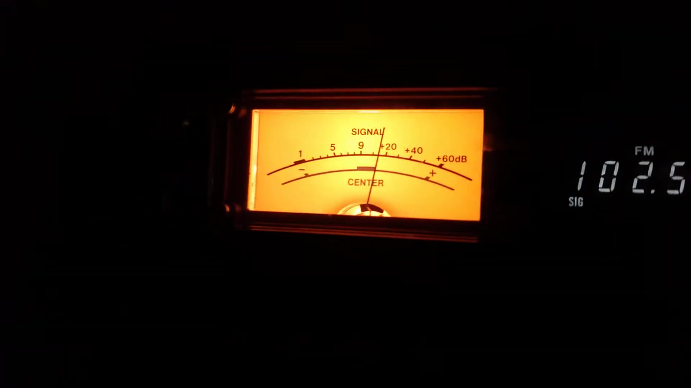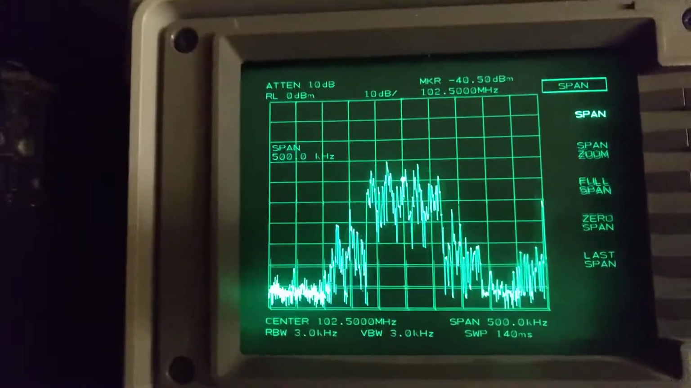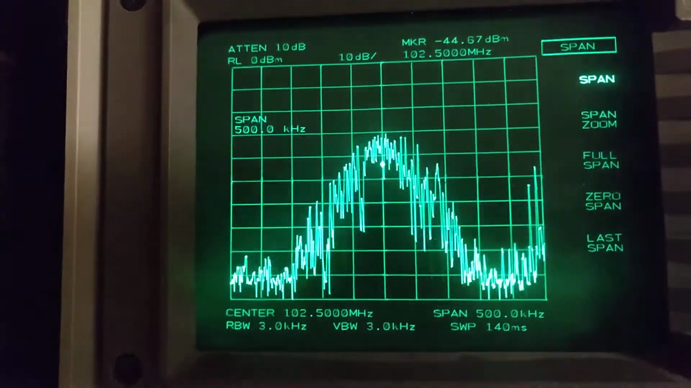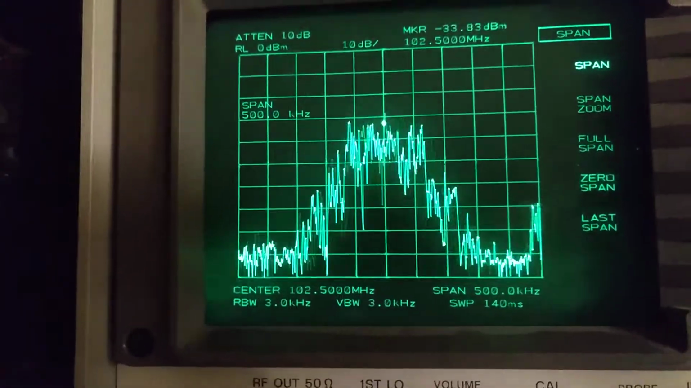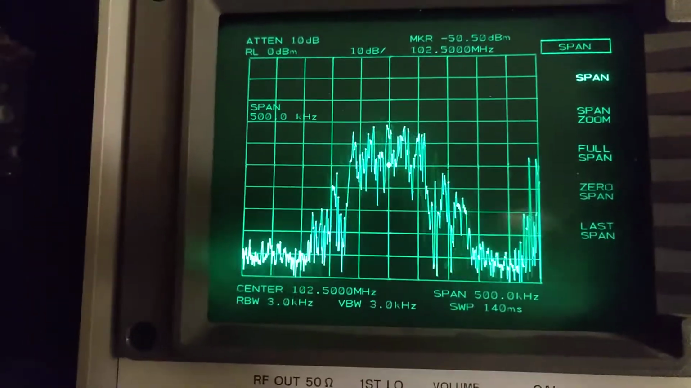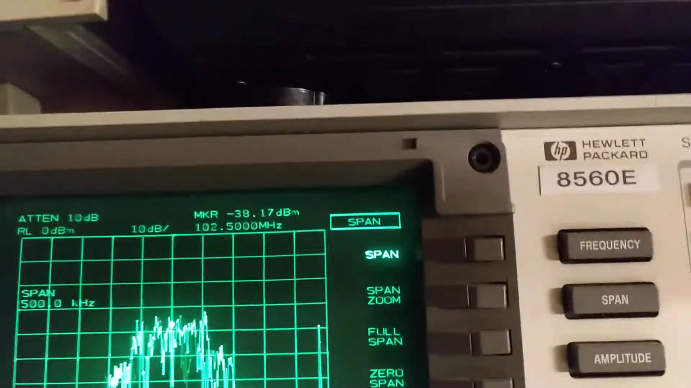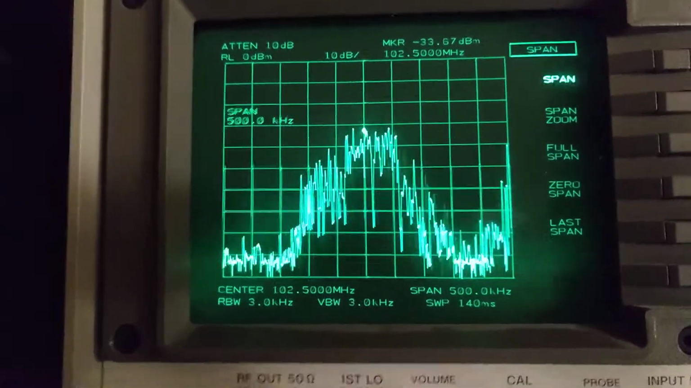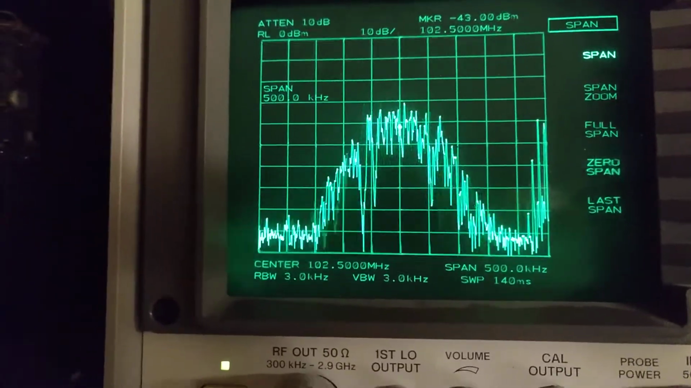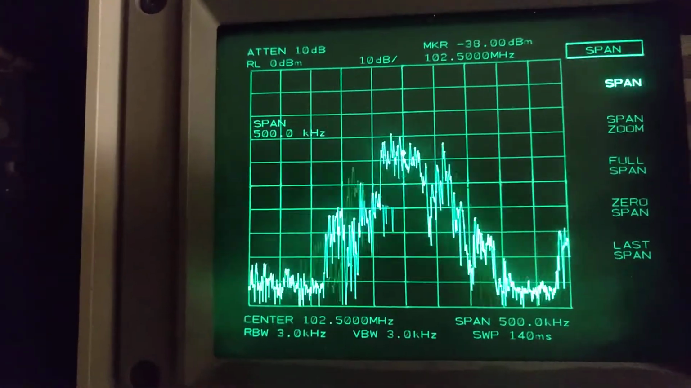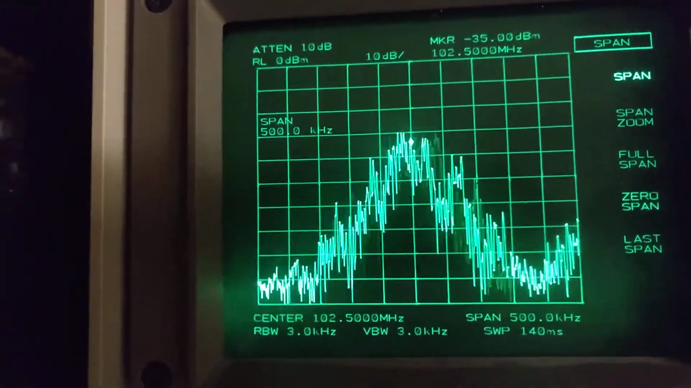This is for metering, and what is done now with a digital spectrum analyzer, very similar to SDR. This is an HP spectrum analyzer. We are seeing an FM wideband signal at 102.5 MHz.